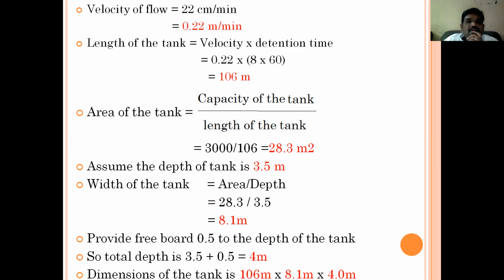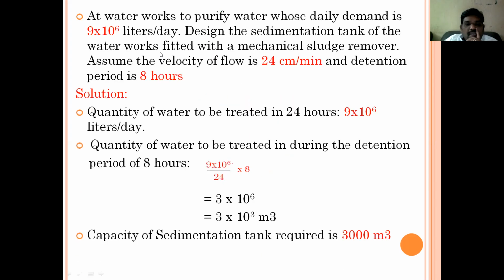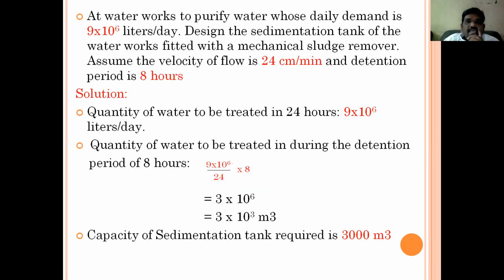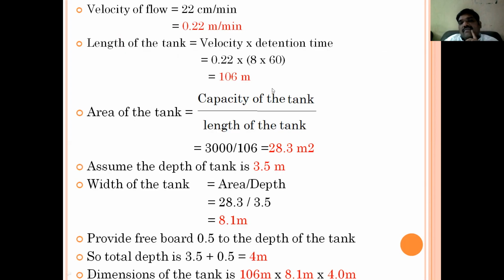Up to now we got the area of the tank, we got the length of the tank, and we found the capacity of the sedimentation tank. Now we'll go to the depth of the tank. Have a look here. The depth is not mentioned in the question. Did you find it anywhere? No. So if the depth is not given, we must assume it.